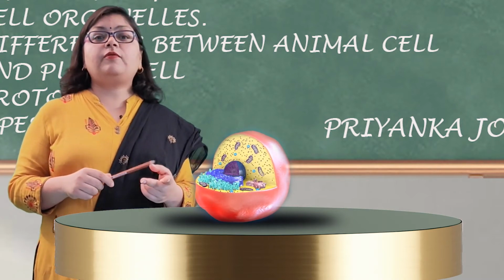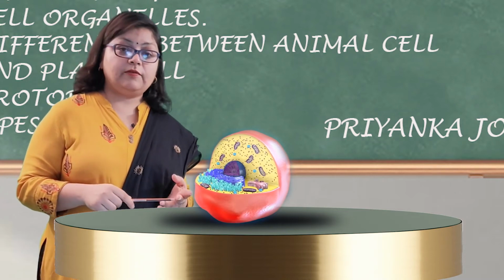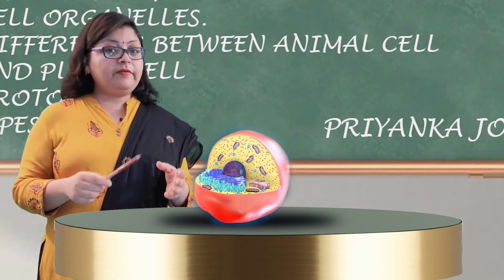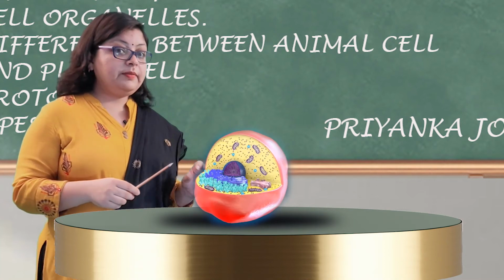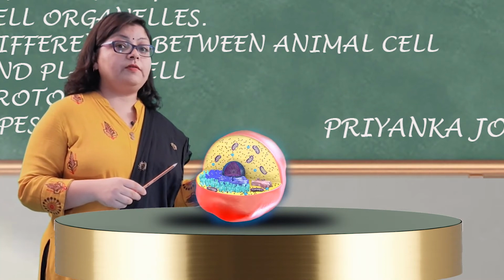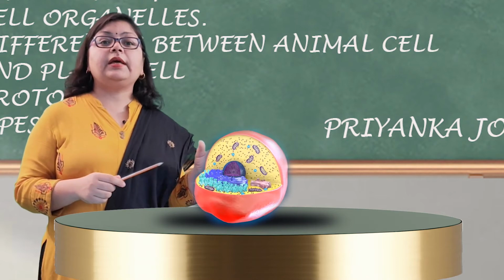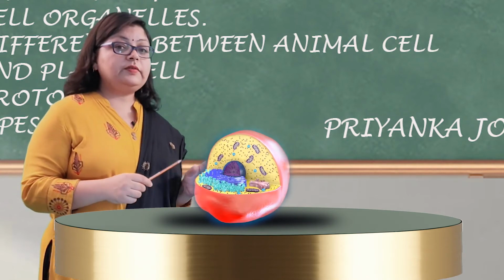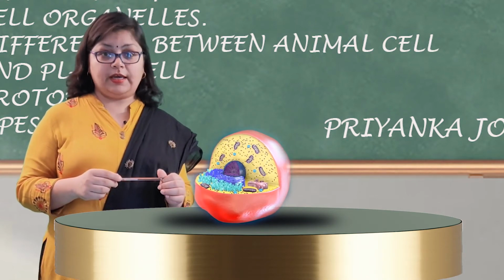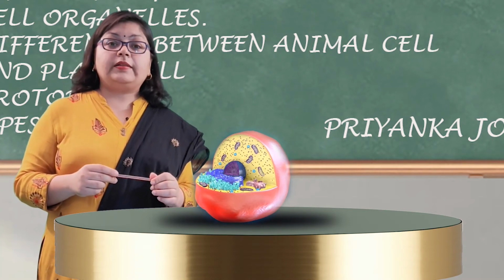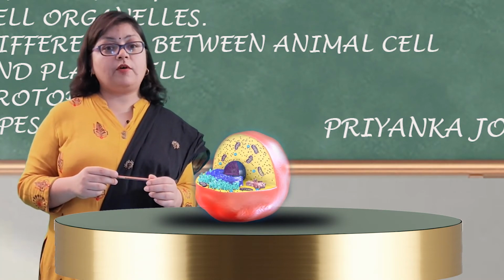They can be in the form of crystals or they can be in the form of droplets. So when we say plant cell, the granules will be of starch. When we say animal cell, the granules will be of glycogen and fat. Why? Because you know that the plants store their food in the form of starch.